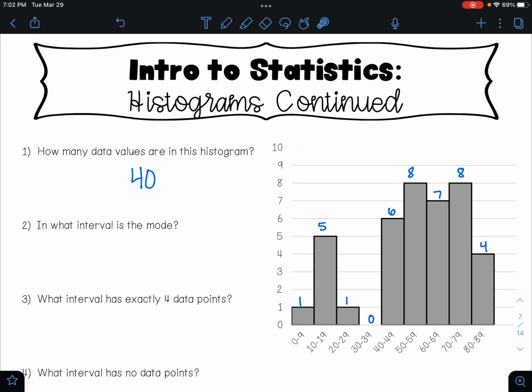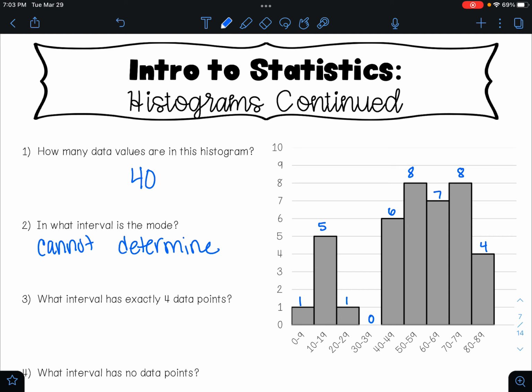They could all be 71s. I could have 3 71s, a 75, a 76. So I have no idea what these numbers are without the data set. So in a histogram, if you are not given the data, you cannot determine the mode just by looking at a histogram. You would need the data set of the actual numbers to be able to determine that.